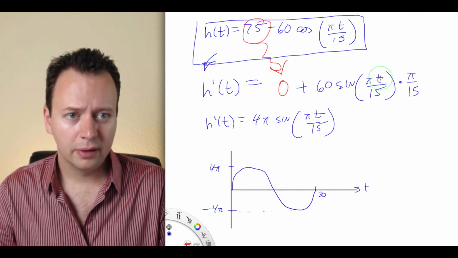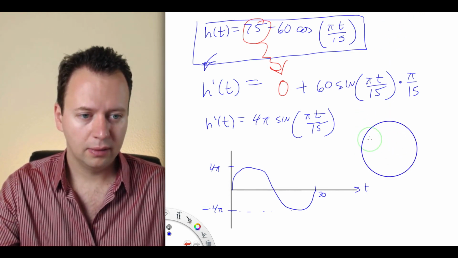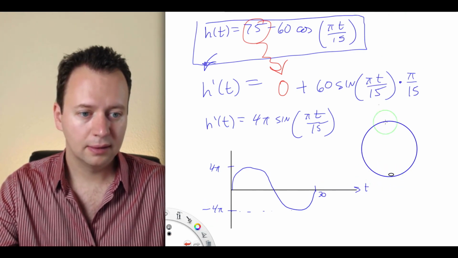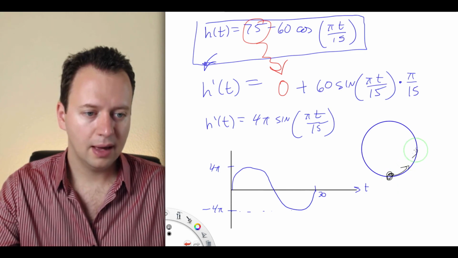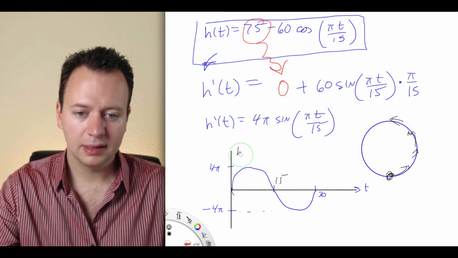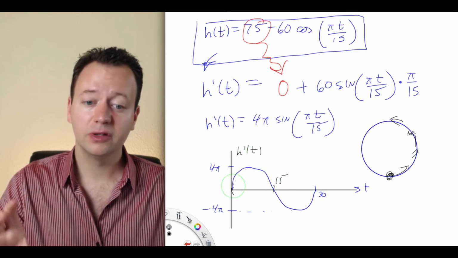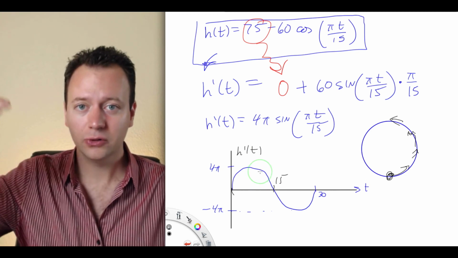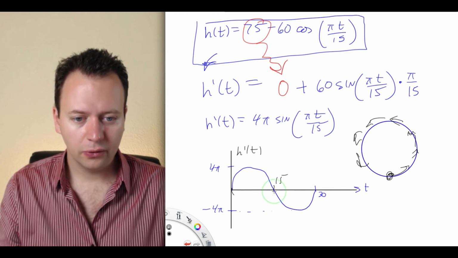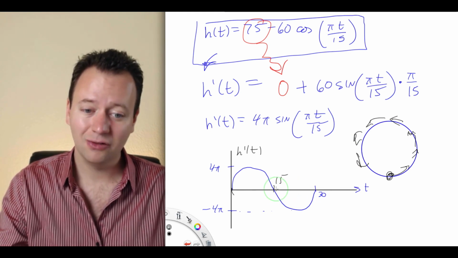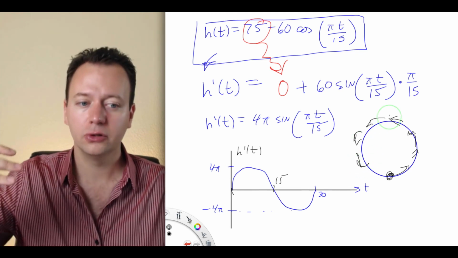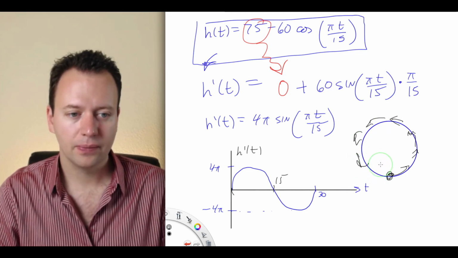So back to the Ferris wheel. For your first 15 minutes, you're going up. And for the first 15 minutes here, this is h prime of t. The derivative is positive, meaning the height or the altitude is increasing. For the next 15 minutes, you're moving down. So it makes sense that h prime of t should be negative between 15 and 30 because h, the altitude, is decreasing. You're moving down, so the derivative is negative.